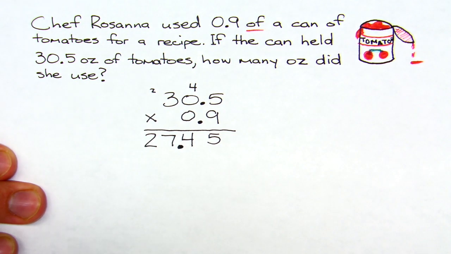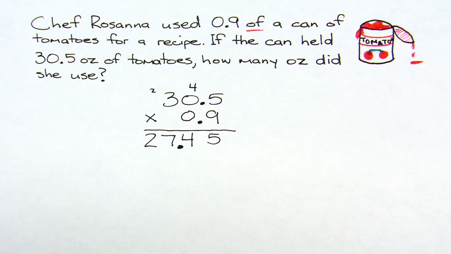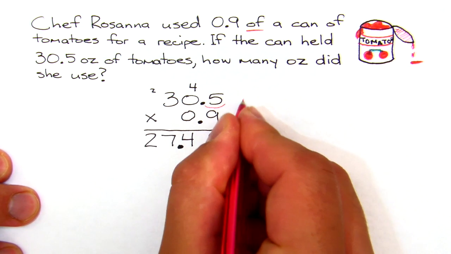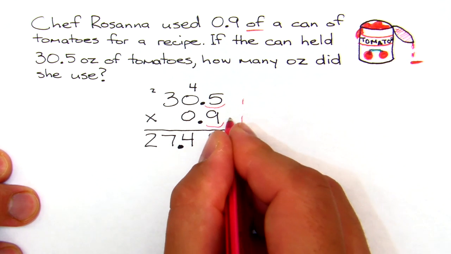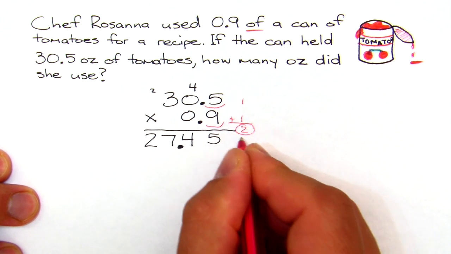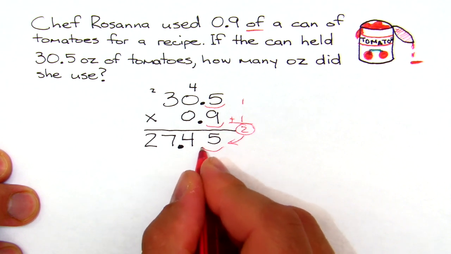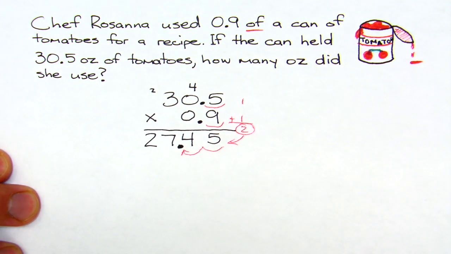Okay, let's see if that makes sense mathematically. This decimal moved in 1 spot. This decimal moved in 1 spot. That's a total of 2 spots. So that means I should move the decimal in 2 spots. Let's see, 1, 2. And it matches up.